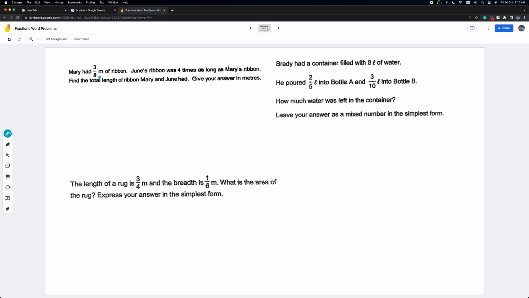Mary had 3/8 meter of ribbon. June's ribbon was 4 times as long as Mary's ribbon. Find the total length of ribbon Mary and June had. Give your answer in meters.